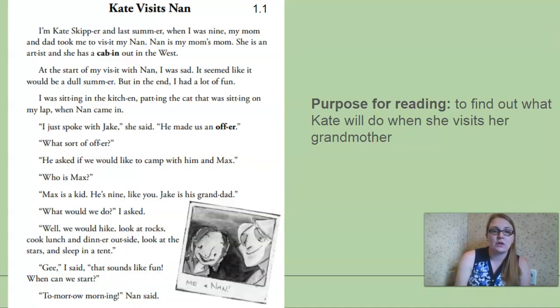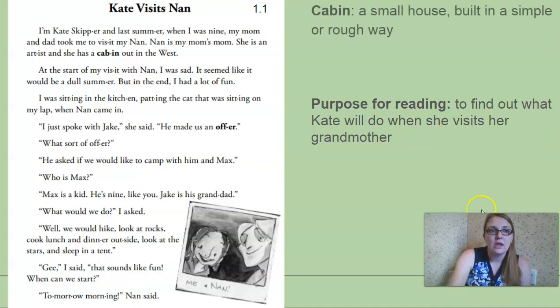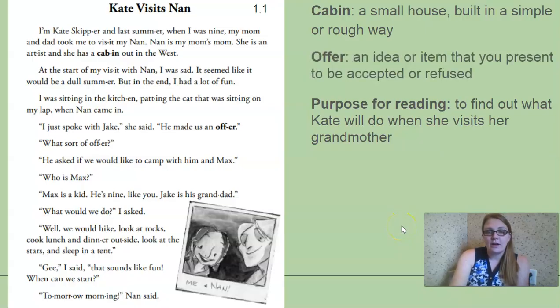And this is the story we're going to read. The two vocabulary words that they have highlighted in the story, which are in bold letters, first is cabin. A cabin is a small house built in a simple or rough way. If you go camping or maybe you visit someone, they might have a cabin. And offer. An offer is an idea or an item that you present to be accepted or refused. So in the story it says, he made us an offer. So he's giving them an idea of something they can either do or not do.